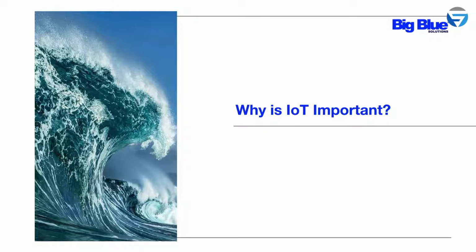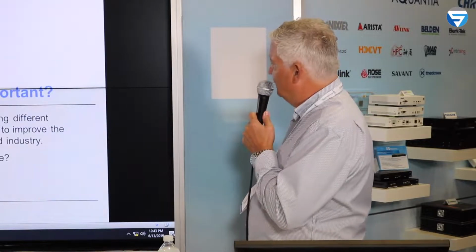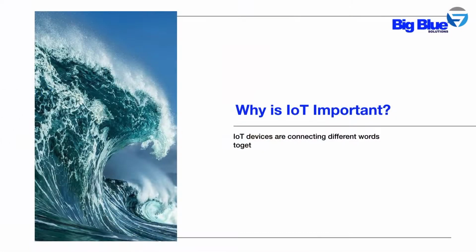So I was looking for various definitions of IoT. What does it actually mean? This is the one I like. It might not be your favorite, but I like this one. IoT devices are connecting different physical worlds together to improve the quality of life, society, and industry. Okay, all good things. It also invades your privacy and everything else, but that's the downside. These are the good parts of it.